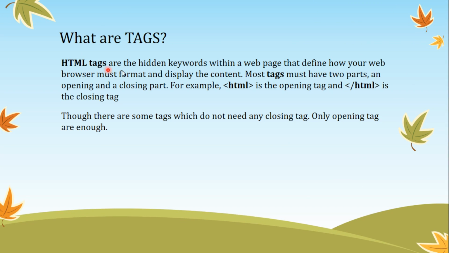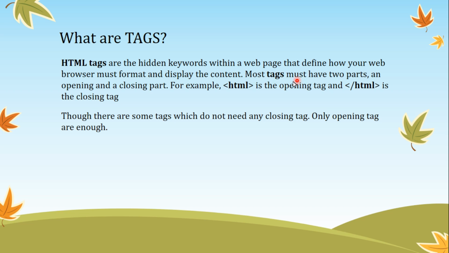Now tags are hidden keywords. They are hidden keywords within a web page that define how your web browser must format and display the content. Content may be text, a video, an image, an audio. The tags actually help you to display them properly in your web page. But we cannot see these tags in an HTML web page. We will not be able to see tags in the web page, but in the code we will use these tags.